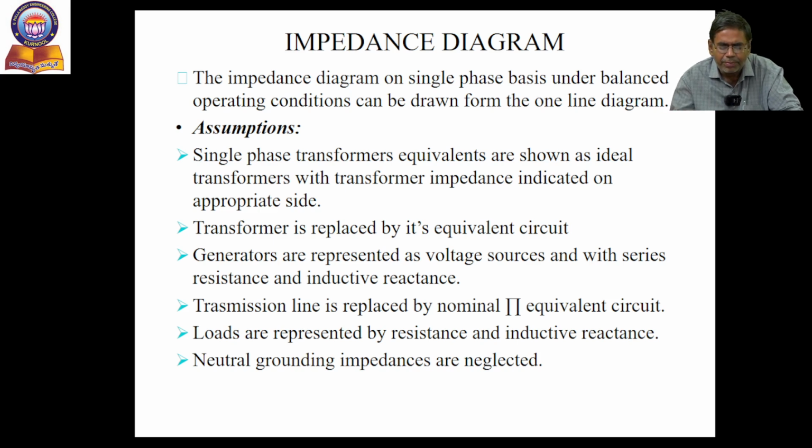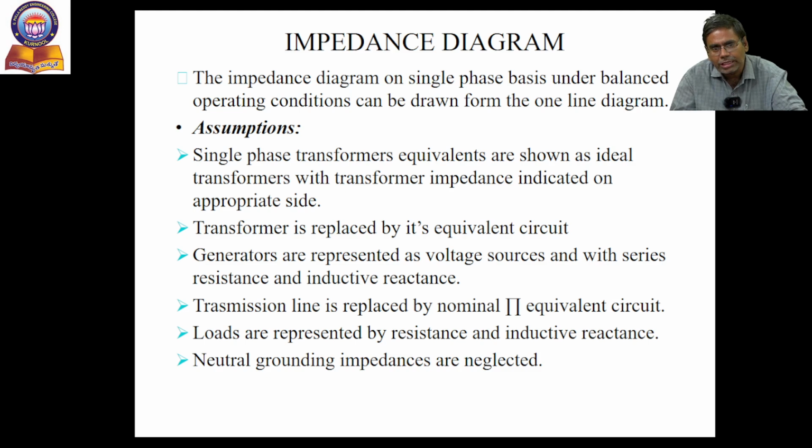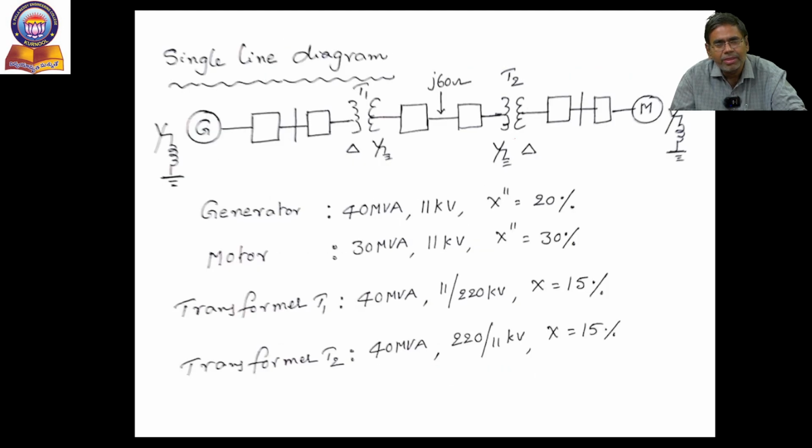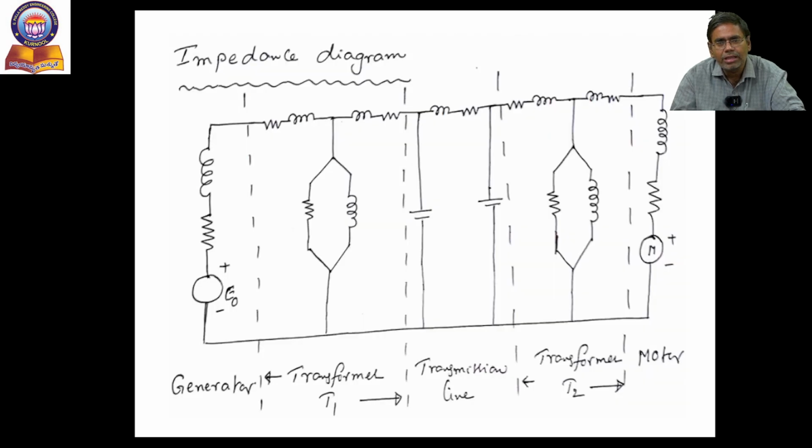Neutral grounding impedances are neglected while drawing the impedance diagram. This is nothing but the equivalent impedance diagram for the above single line diagram example. Then the generator can be represented as a constant voltage source behind the proper impedance, and the transformer T1 is represented as an equivalent circuit.